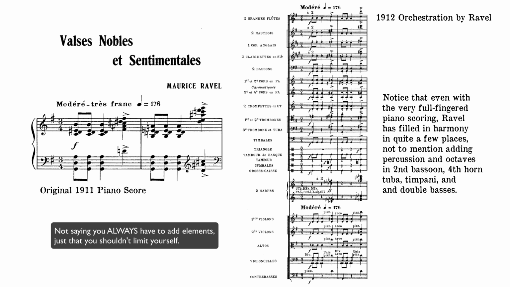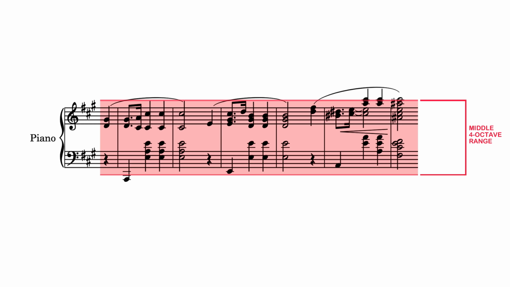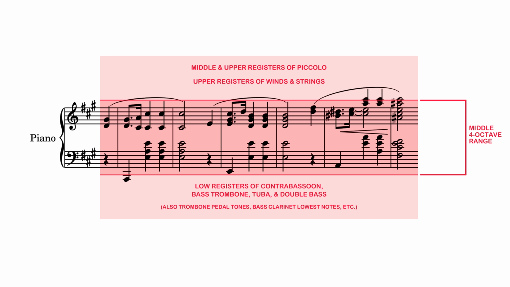Consider that piano music is mostly scored within the middle four octaves of the piano. That immediately cuts out most of the high registers of the upper winds, as well as the lower registers of double bass, contrabassoon, tuba, and bass trombone. And even without these arbitrary limitations, piano music often clings to the very center of the piano, within the middle two octaves. So staying completely faithful to the exact octave in which each pitch is written for piano can make your score sound somewhat closed in, simplistic, and limited in scope.